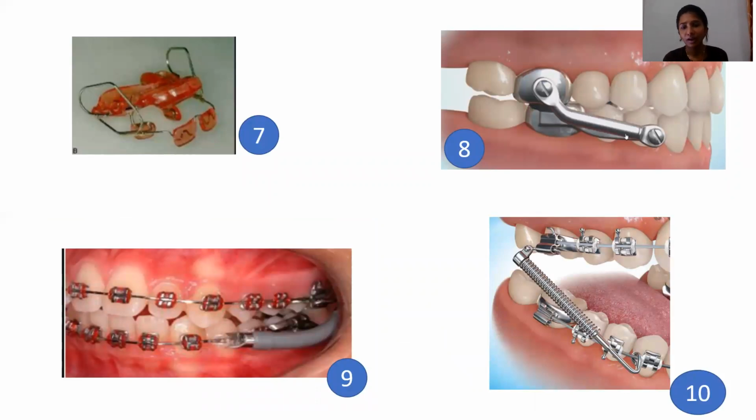The seventh one is a Bass appliance. The eighth one is a fixed functional appliance, the Herbst. The ninth one is a Jasper Jumper appliance, and the tenth one is a Forsus fixed functional appliance. Now we will be dealing in detail with each of these functional appliances in the upcoming classes. I have just shown you the pictures for you to have a rough idea.